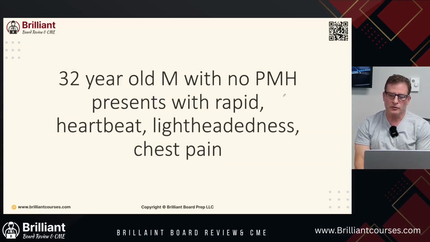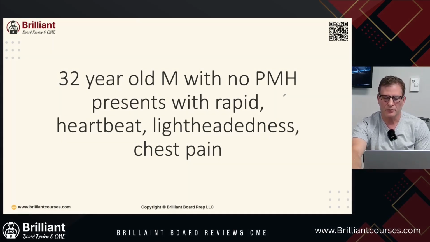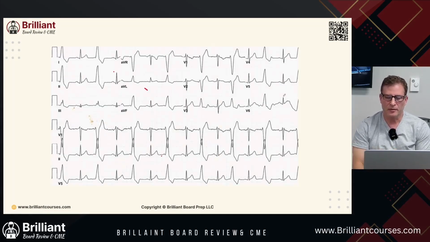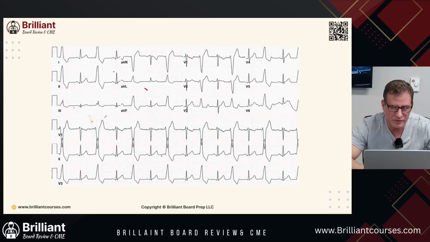All right, another clinical scenario. A 32-year-old male with no past medical history, so should be pretty healthy right now. No past medical history, presents with rapid heartbeat, lightheadedness, and chest pain. What do we got? What are we looking at here? Oh, now this isn't blood here. I'm going to show you this right here.